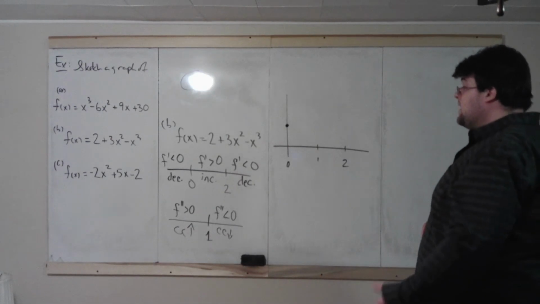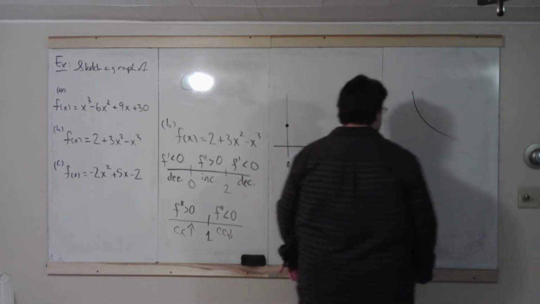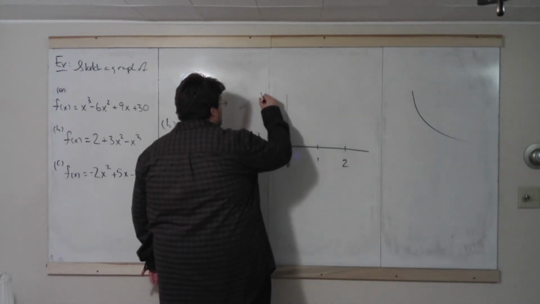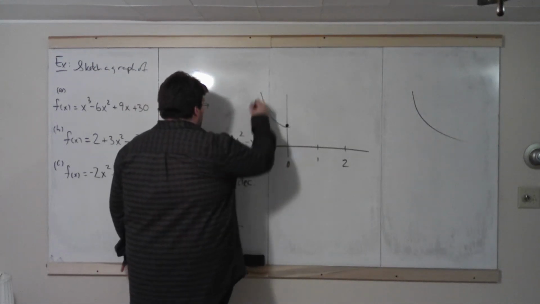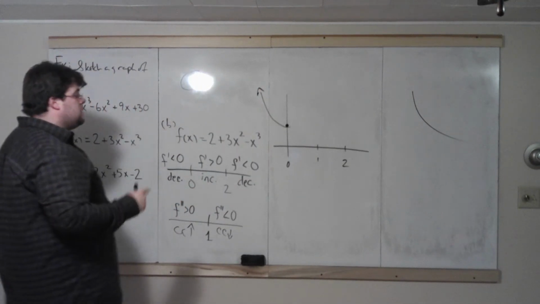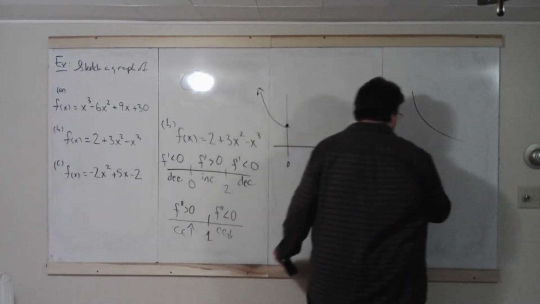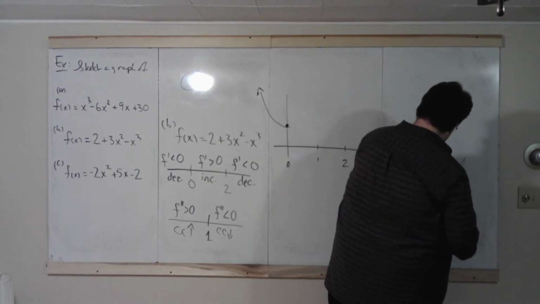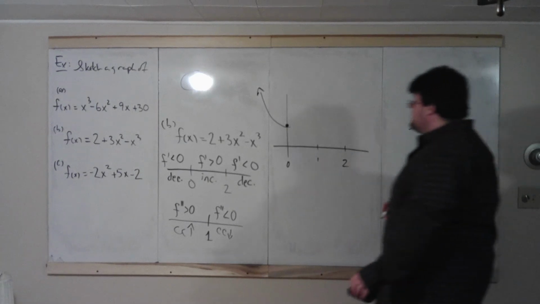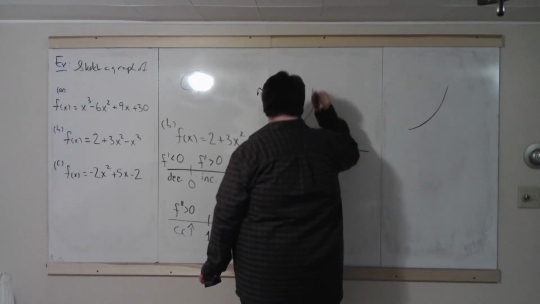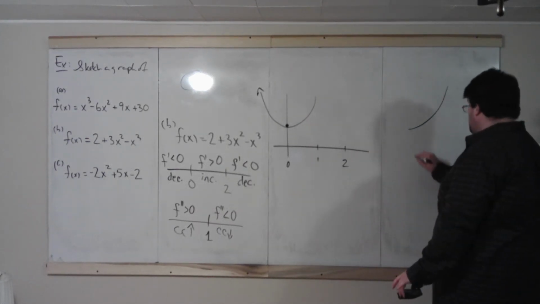So our first interval, negative infinity to 0, decreasing, concave up. One of those. Decreasing, concave up. That's going right through the middle of that point. Next interval, 0 to 1. Increasing, still concave up. Increasing, concave up. Looks like one of those. Put one of those from 0 to 1. 1 to 2, increasing, concave down.